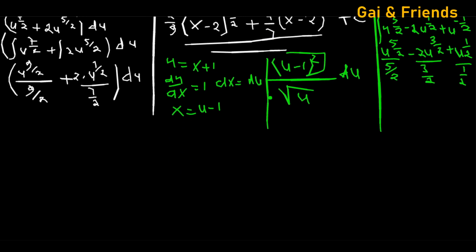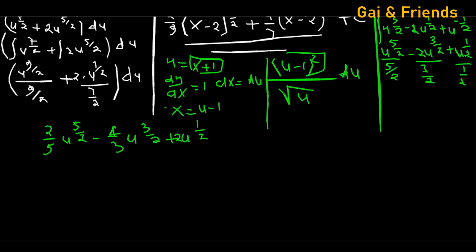So now the second thing you can do here is to simplify this function by using the reciprocal of the denominators, by saying 2 out of 5 u raised to the power 5 out of 2 minus 2 out of 3 will be 4 out of 3 u raised to the power 3 out of 2 plus 2u raised to the power 1 out of 2. Now you can put the value of u. The value of u here is x plus 1.